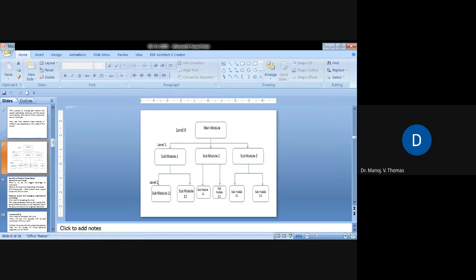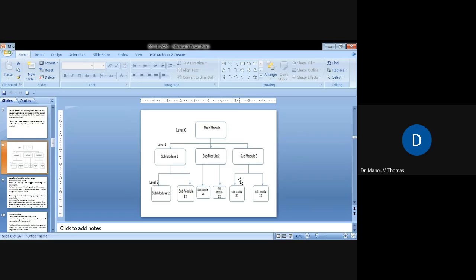So this is a diagram of modular design. You have the main module, then sub-module 1, sub-module 2, sub-module 3. The main module is at level 0 and the sub-modules at the next level, level 1. Then you have level 2. So here the division stops at level 2. You have the initial problem, say a software, that is the main module, campus management software, or a computer. Then you have various components, then various sub-components.